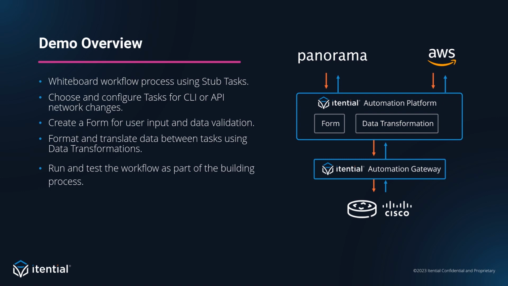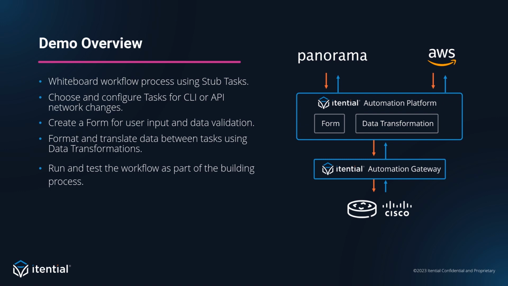But then we'll also take a look at how to choose and configure tasks to actually make network changes. And so you can look at your network as either something that's traditionally driven by CLI management, or maybe a more modern network solution that has some sort of API that can be accessed directly. We can do both, and we make it super simple in our platform to be able to make changes on network devices using either of those methods. So we'll take a look at how to choose those things and how to configure those things as well.